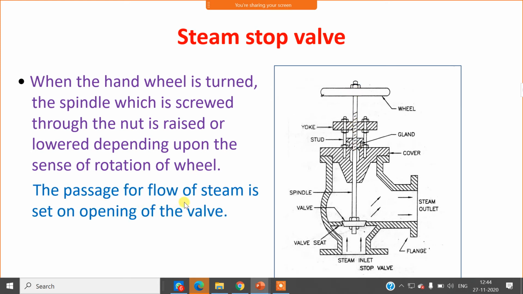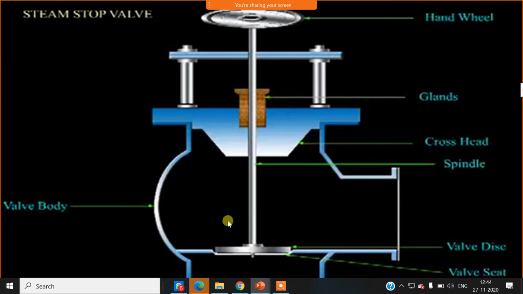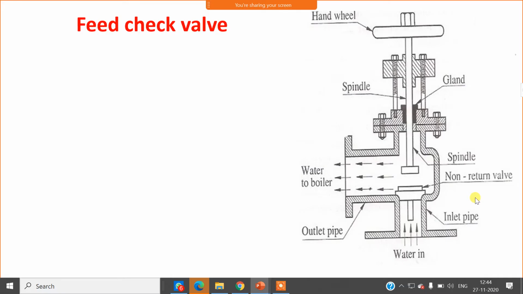The passage for flow of steam is set on opening of the valve. Now here you can see this is the seat and this is the valve. When this hand wheel is rotated, the movement of the valve takes place. When the hand wheel is rotated for opening the valve, this valve moves in the upward direction and creates the opening for steam to supply to the engine or turbine.